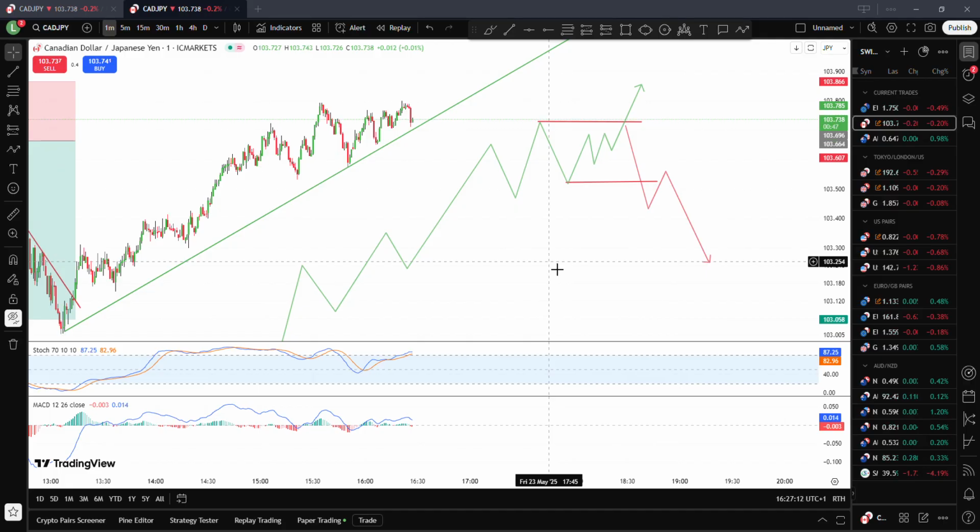If anybody's got any comments on that or think I'm wrong, this is just my interpretation. This is not financial advice or anything like that. This is just me learning the markets, learning how to trade, and picking up off various sources and what they would interpret as market structure.